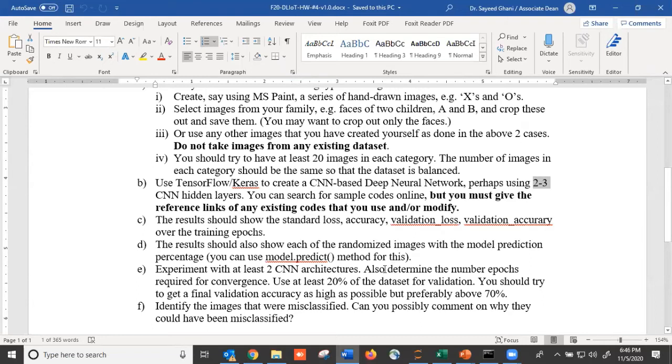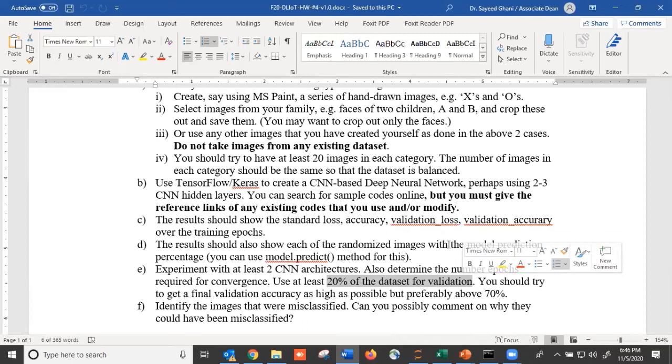What else would you need to know? You would need to have some data for validation as well. So you'll have to split your data into your training data and validation data. And what I'm recommending is that 20% should be used for validation. So if you created 40 images, then 20% of those images will randomly be selected for validation purposes.